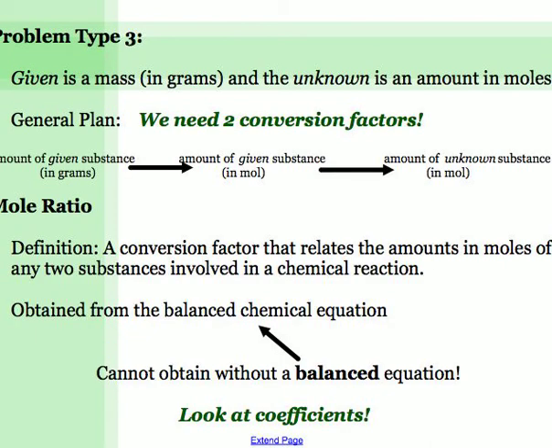So again, just a couple more examples of the problem types. What we're going to focus on today is called the mole ratio. It's a little cut off, I apologize. But basically, a mole ratio is a conversion factor that relates the amounts of moles between two things in a chemical reaction. It's basically saying if I have so much of one thing, how much of another thing do I need? And again, it's going to come from that balanced chemical reaction. So you have to make sure you have that, and you can't do it without it.